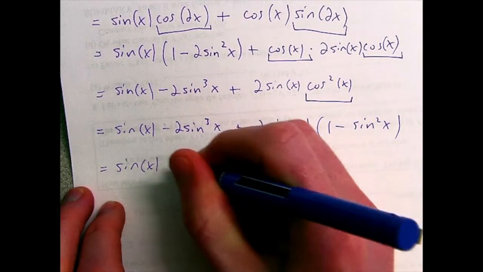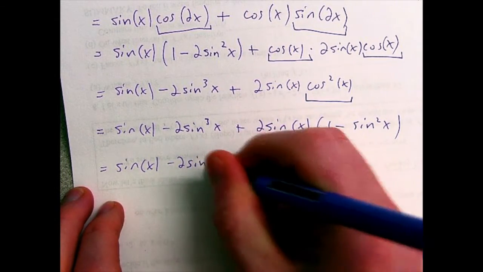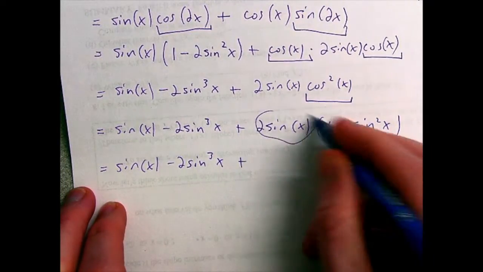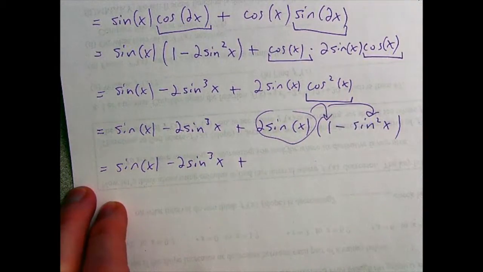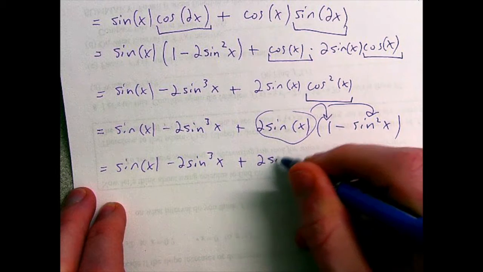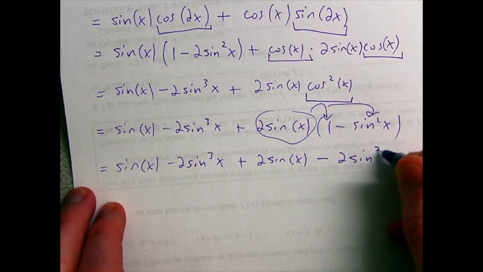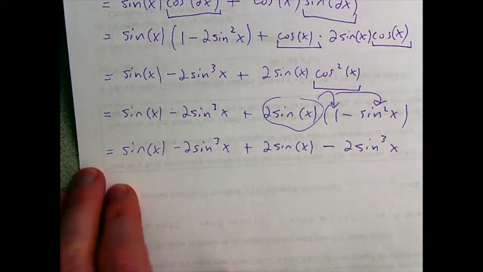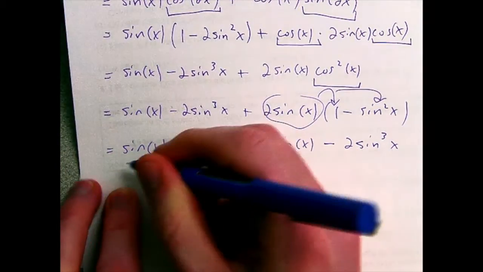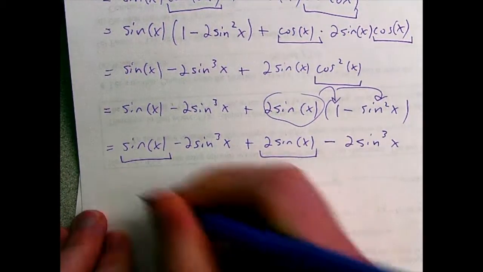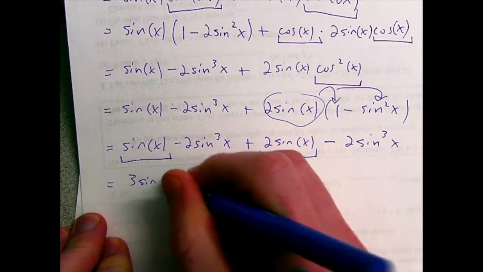So I'm not changing this term, I'm not changing the 2 sine to the 3rd x, and I'm just going to distribute this guy here to these 2 terms. So that's 2 sine x minus 2 sine to the 3rd x. All right, well, we've actually got some like terms here, right? We've got 1 copy of sine x plus 2 copies of sine x. That would be 3 copies of sine x, right?